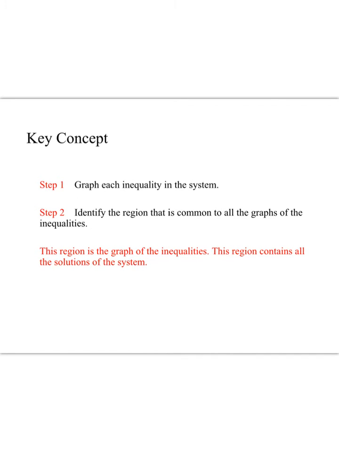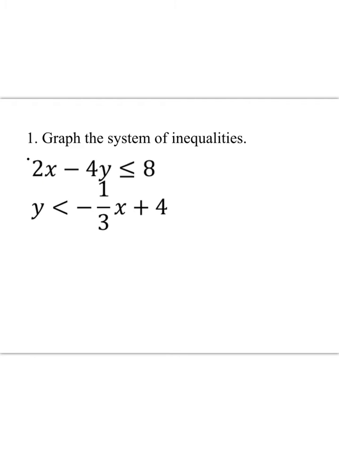So the main idea in these problems is you're just going to graph each inequality, and then you're going to try to find the shaded region that's common to both or all of the inequalities in the system, because a system can have two inequalities, or it can have three, it can have more. That shaded region is the graph of the system, and it's going to contain all of the solutions to that system. Alright, so here's what I'm talking about. We need to graph these two inequalities.